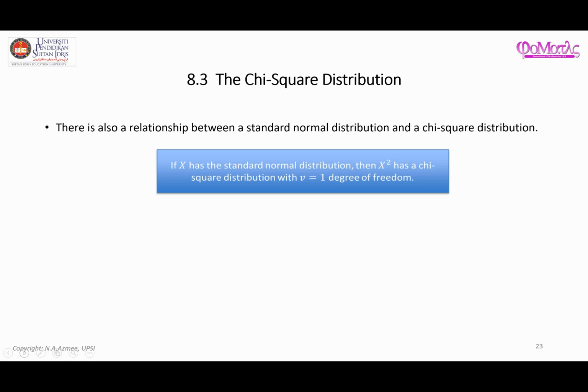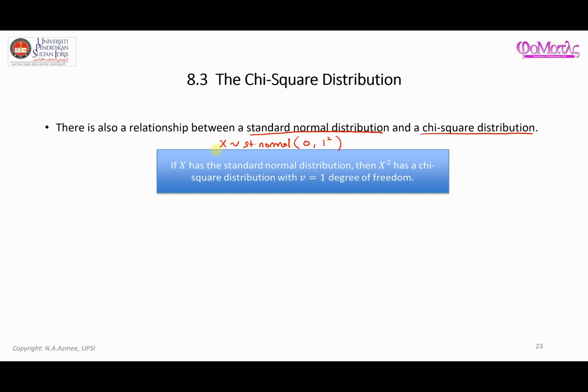We have a relationship between the standard normal distribution and a chi-square distribution. If X has the standard normal distribution, it means X is not just normal, but standard normal. The mean has to be 0, and the variance is going to be 1. That is the definition of the standard normal distribution.